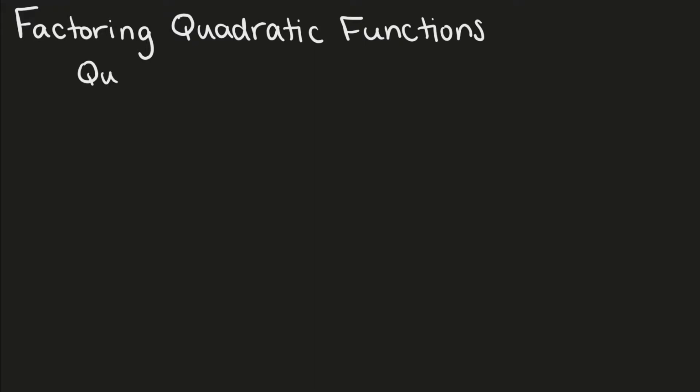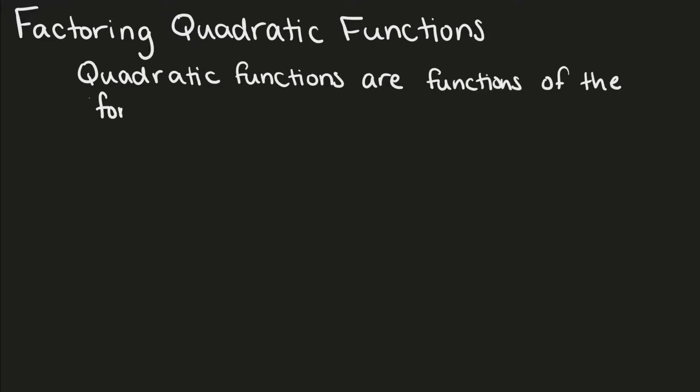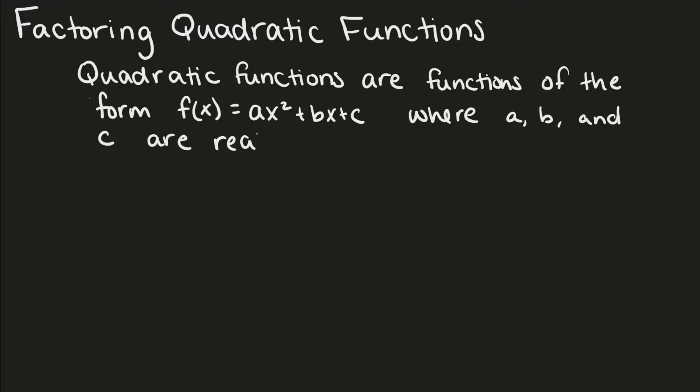Today we're going over factoring quadratic functions. Quadratic functions are functions of the form f of x equals ax squared plus bx plus c, where a, b, and c are real numbers. We factor quadratic functions in order to find the zeros of our function.